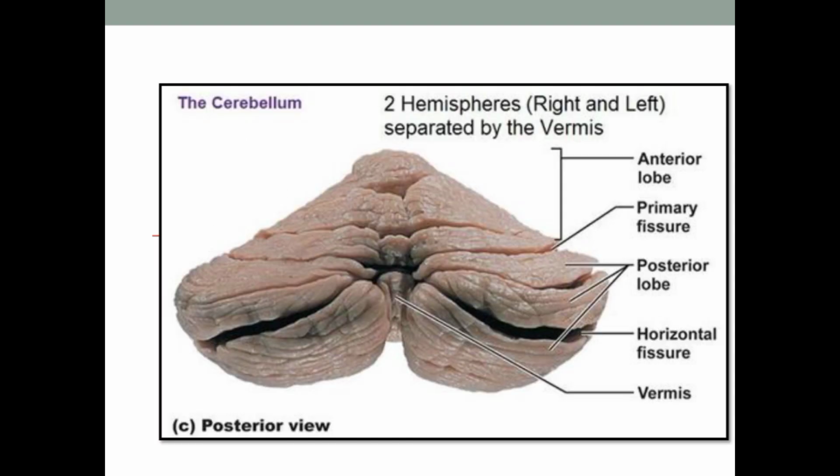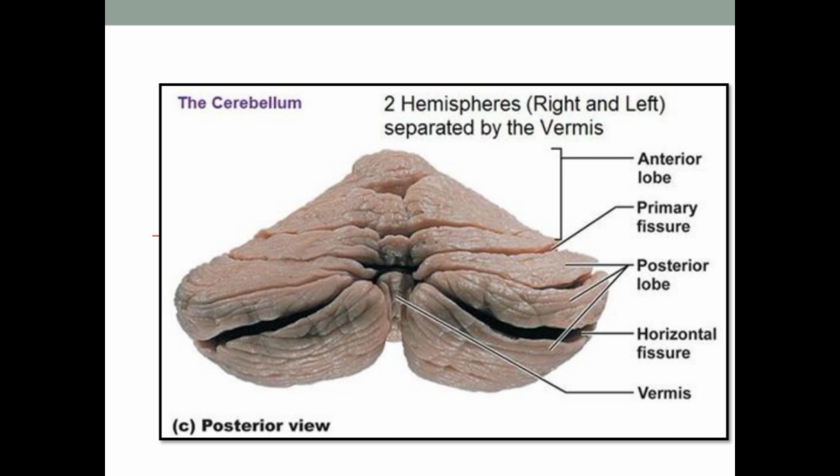You can see here the main part in the center, which is called the vermis. On either side, it is connected to the two cerebellar hemispheres. You can see these are the cerebellar parts. On either side are the cerebellar hemispheres, connected in the center by a part called the vermis. Next you will see the fissures.